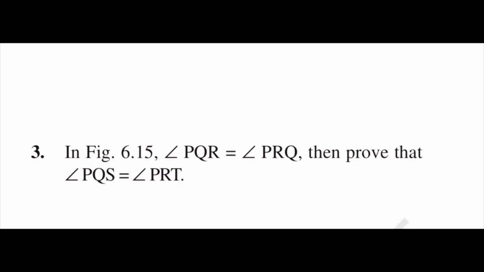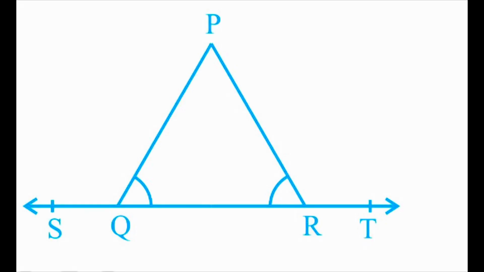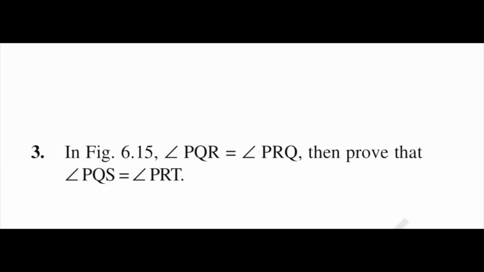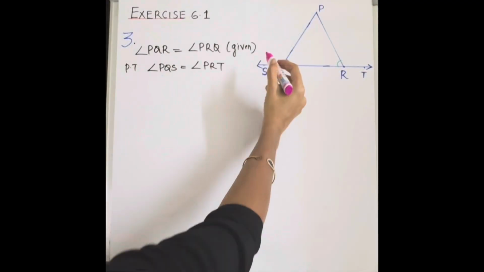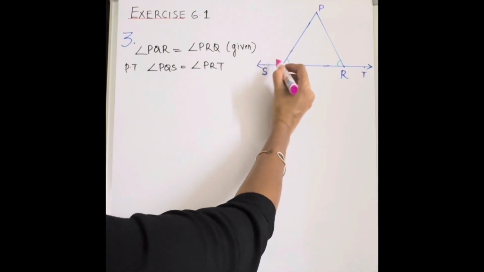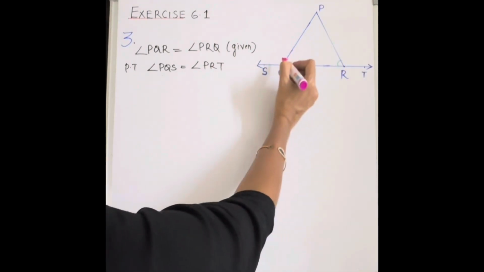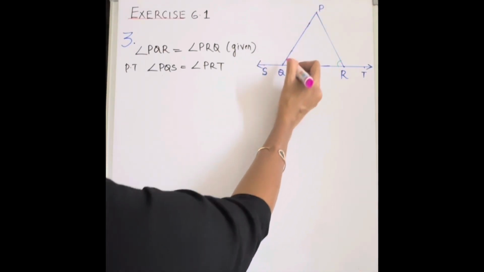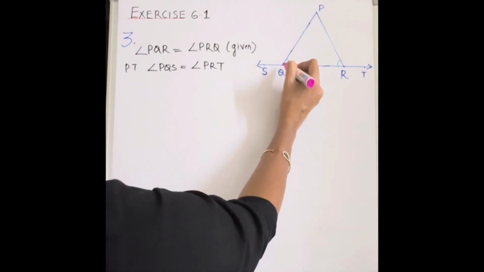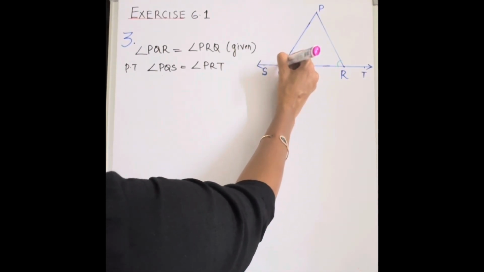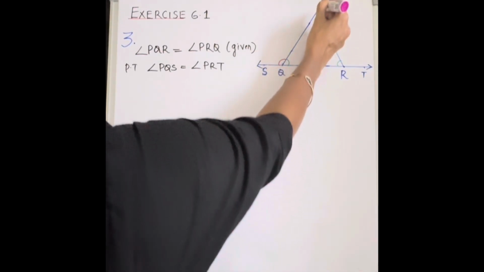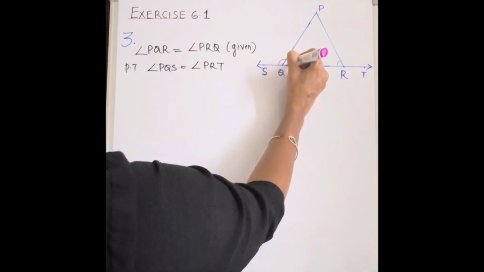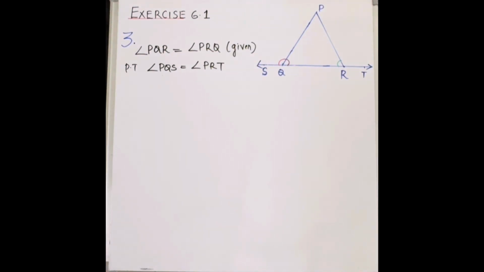3. Let's read the question first. In figure 6.15, angle PQR is equal to angle PRQ. Then prove that angle PQS is equal to angle PRT. Now let's look at the figure. You can see that there is a straight line SR here, and we have two angles PQS and PQR. So let's mark them, PQS and PQR. So these two form a linear pair of angles.